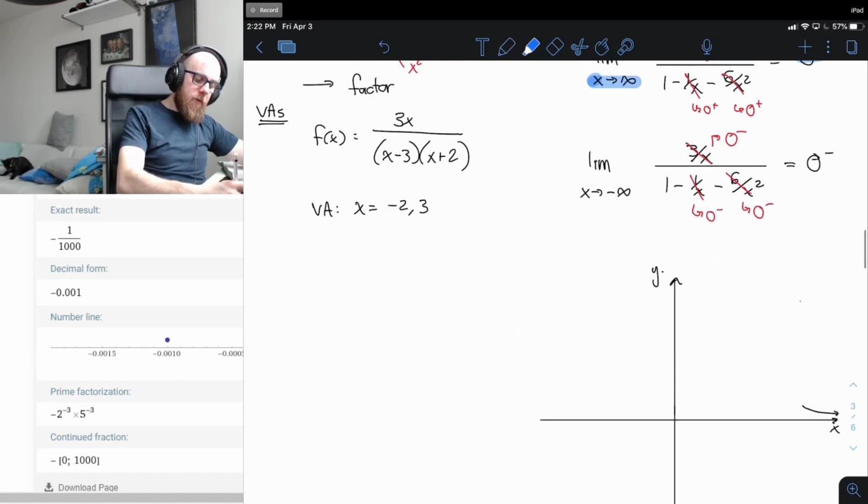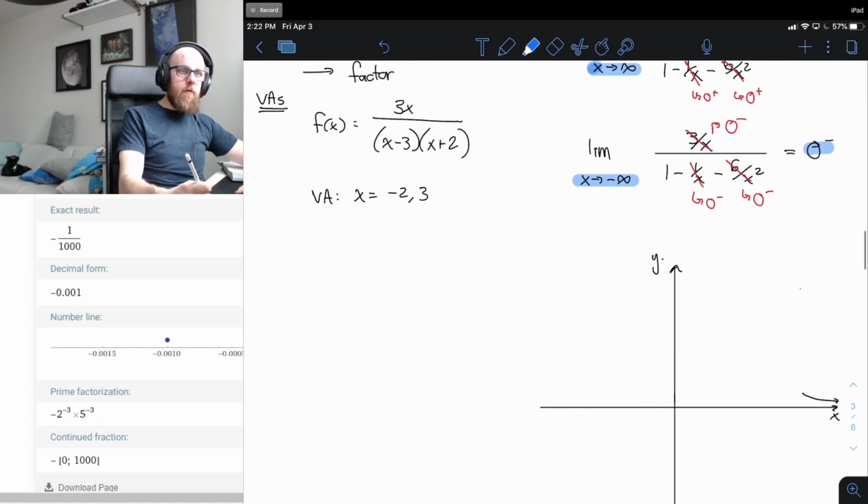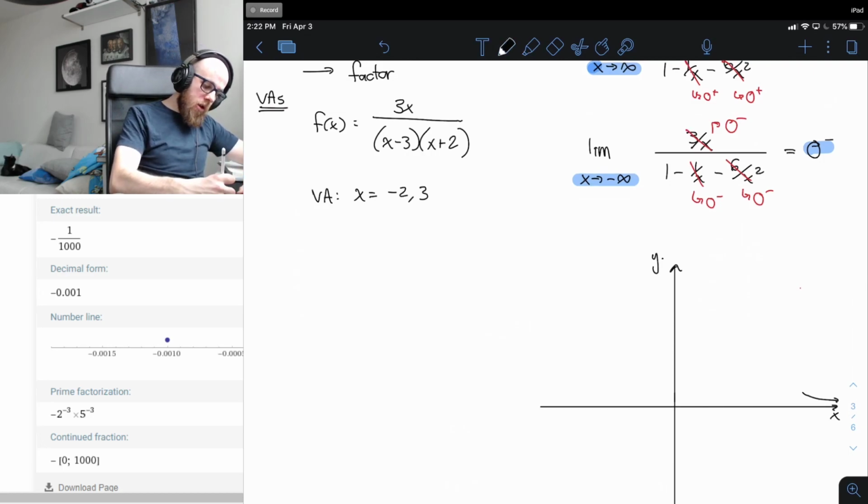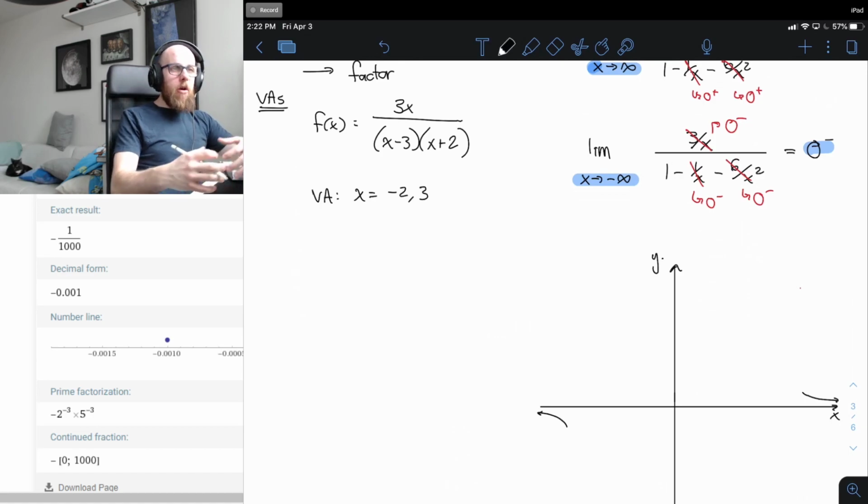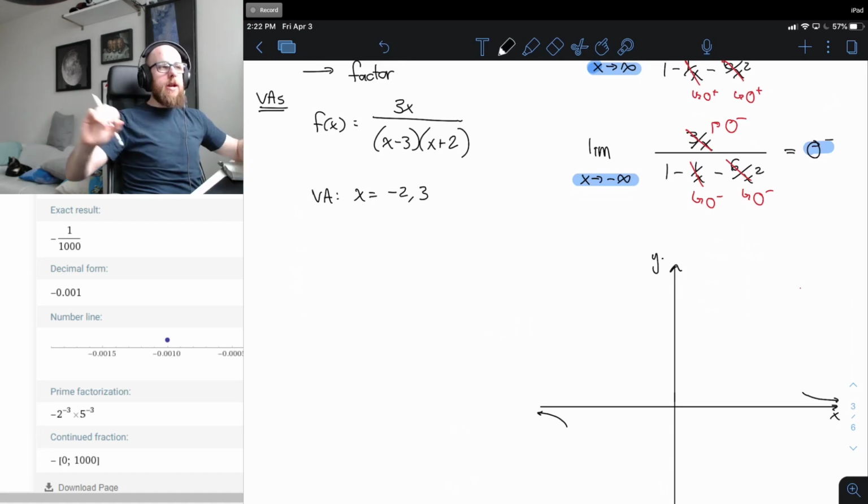The other end behavior that I have here: as x approaches negative infinity, y is approaching 0 from below. And so what that's going to look like is something like this, okay? So I can already sort of see what my function will be doing at these very extreme values, okay?